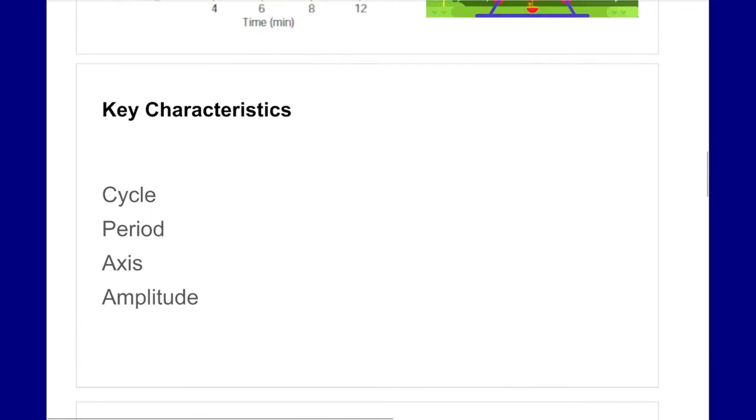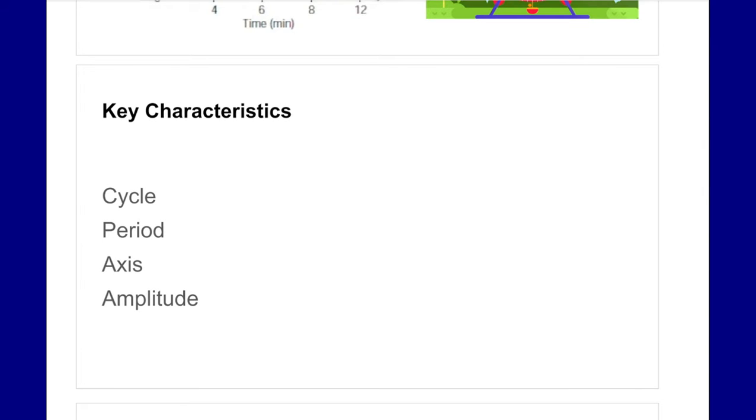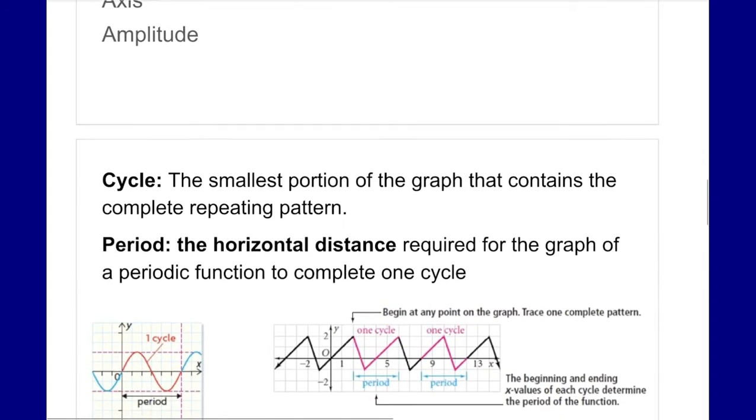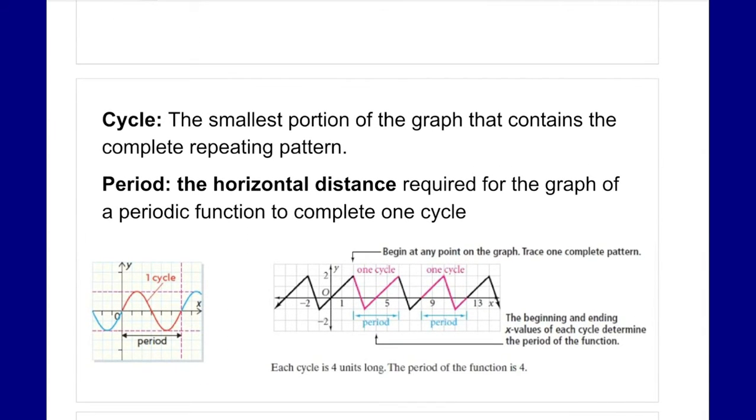The key characteristics of a periodic function that we're going to be looking at are the cycle, the period, the axis, and the amplitude. So it's going to be some terms to allow us to more accurately describe our periodic function. So the cycle and the period kind of go hand in hand. The cycle is the smallest portion of the graph that contains the repeating pattern, and the complete repeating pattern. So not just part of it, the entire thing.